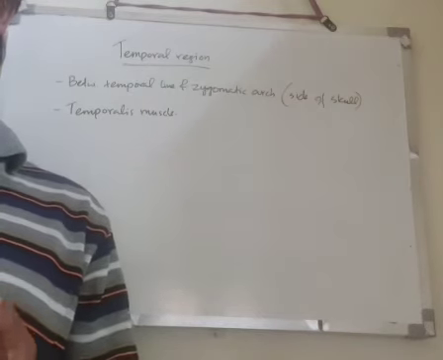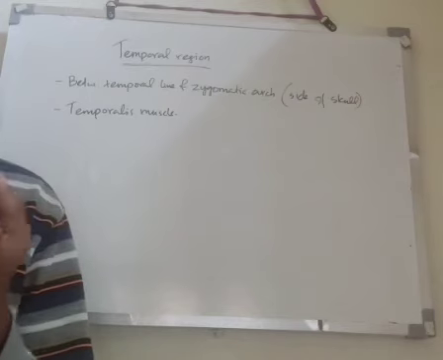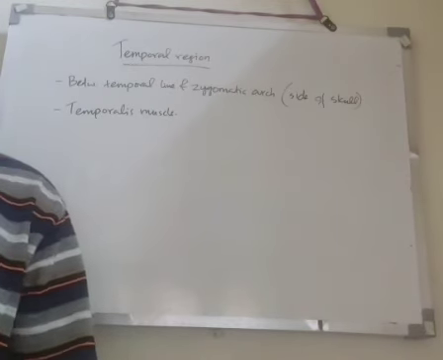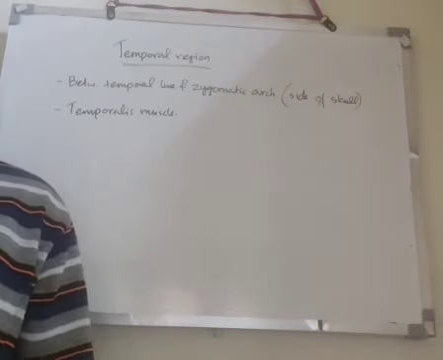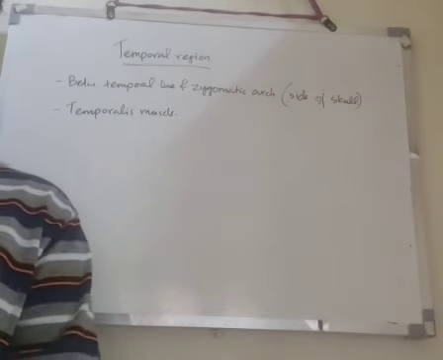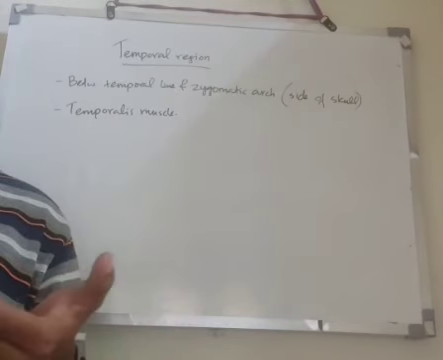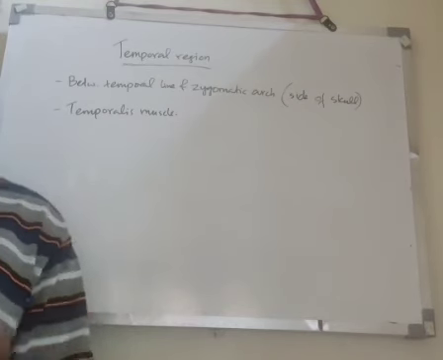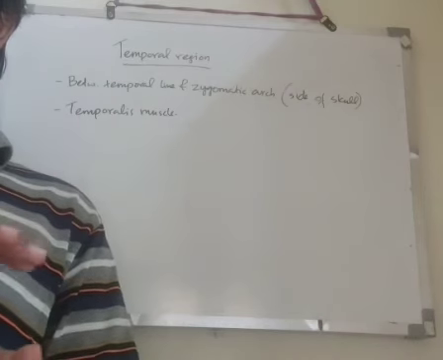Soft tissue in the temporal region includes skin, subcutaneous tissue, temporal fascia and temporalis muscle. First there is skin, and beneath that there is subcutaneous tissue. Under the subcutaneous tissue there is temporal fascia, and under the temporal fascia there is the temporalis muscle. Thus these are the structures.